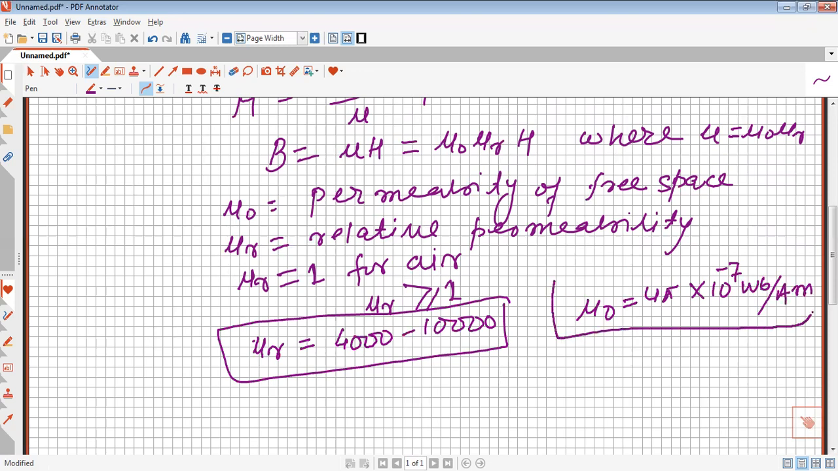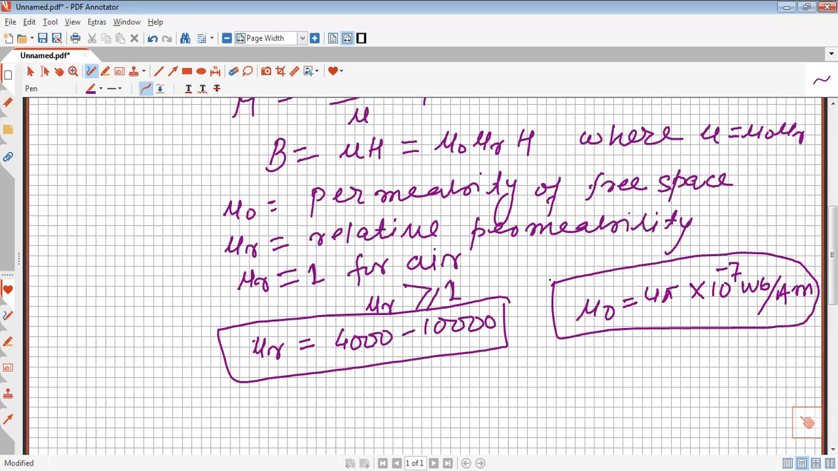You have already seen these values in your class 12. All these values, whatever I am writing here, are available in class 12, which you have already studied. Here we will study the application of these materials and these laws, and where they are applied.